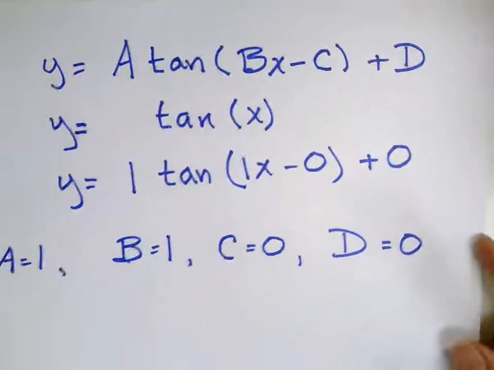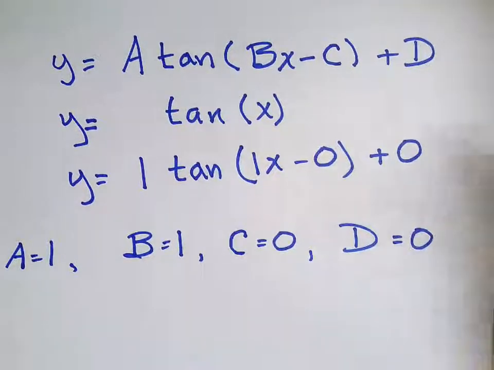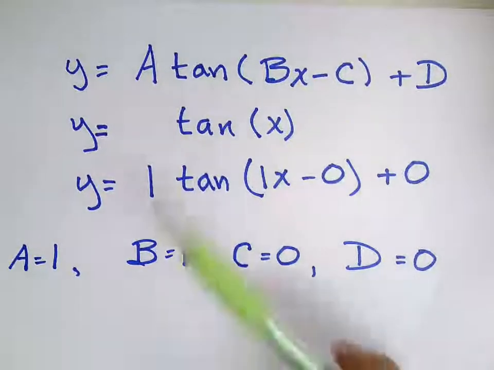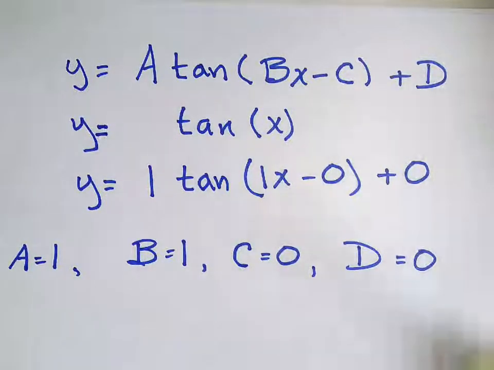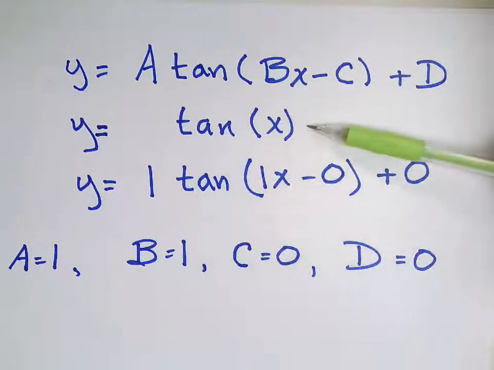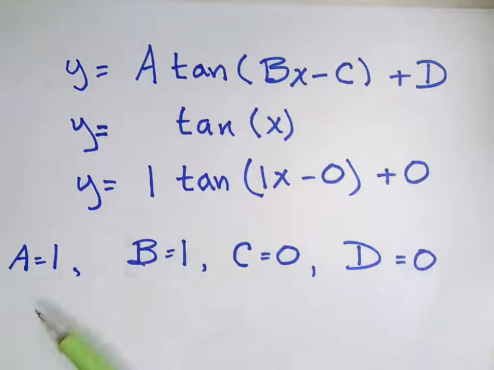And just like we had the A, B, C, D for the sine and cosine, we're also going to have an A, B, C, and a D for the tangent function. So we're going to graph one cycle of y equals tan of x. So you see here our A is 1, our B is 1, our C is 0, and our D is 0.